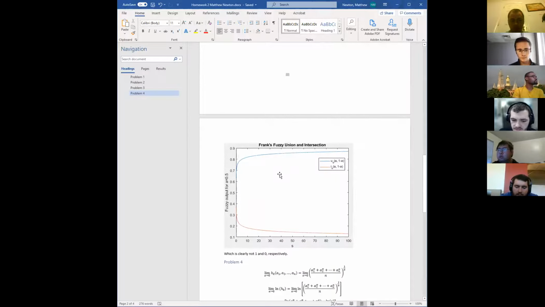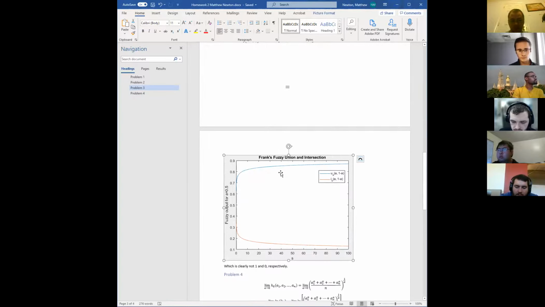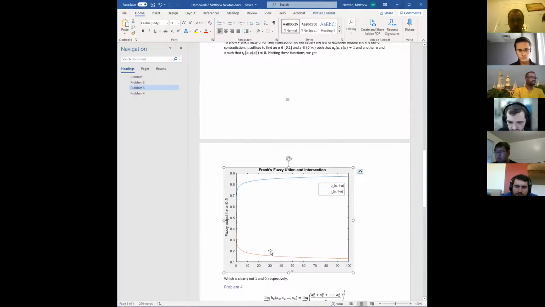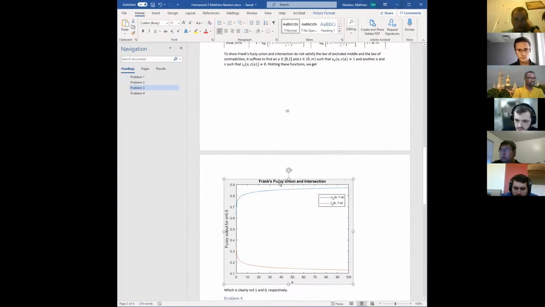Then here I graphed the union and intersection of A equals 0.5. I graphed that against F, defined in the domain. And it's pretty clear from this that, for example, this is the union, and this does not equal 1. And then this is the intersection, and that does not equal 0. Okay. So you got part of this. This is very interesting.